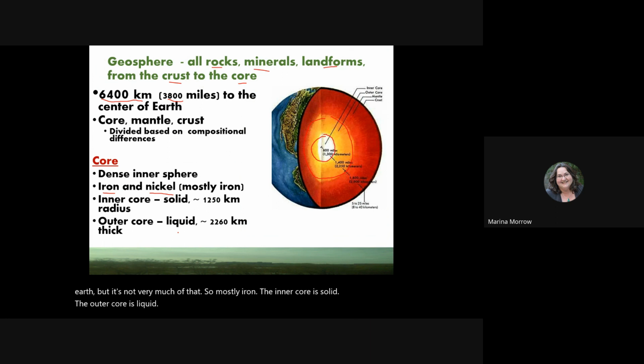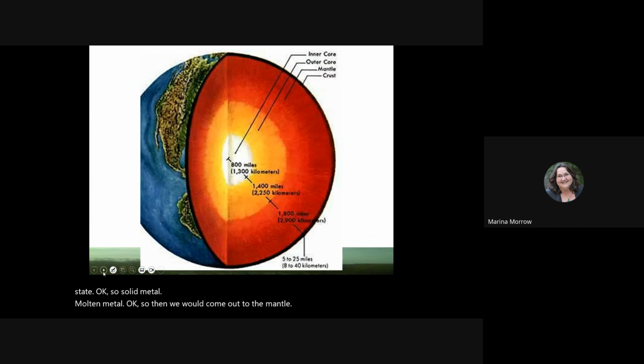So it's molten metal. And the inner core is a solid, even though it's the hottest, because it is under such great pressure from all the atoms pushing down on it. So it becomes a solid, whereas the outer core is under less pressure, and so it has a liquid state. Okay, so solid metal, molten metal. Okay, so then we would come out to the mantle. Okay, so solid core, liquid core, mantle.